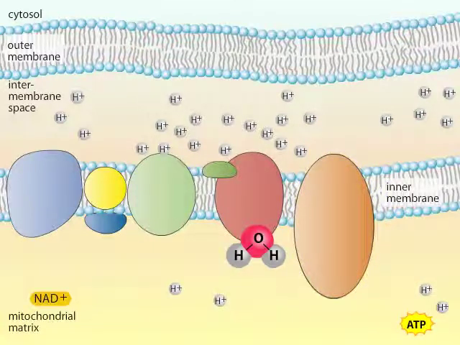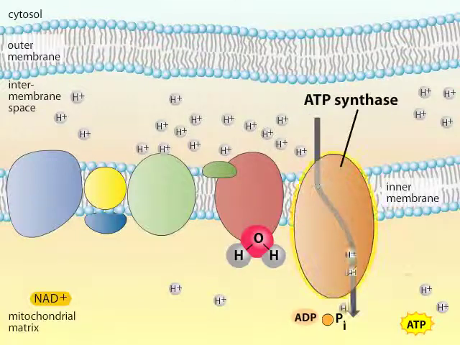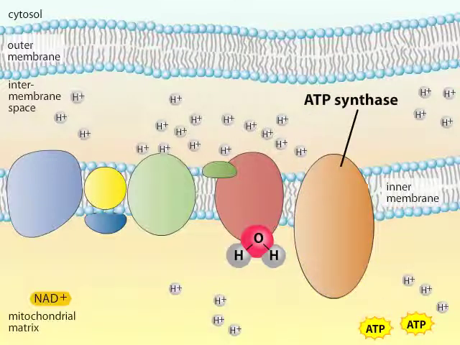However, they can only flow by passing through a channel in a protein complex called ATP synthase. As protons flow through this channel, they drive the ATP synthase to force together ADP and inorganic phosphate. ADP and inorganic phosphate are both negatively charged, and it takes energy, such as that embodied in the proton flow, to bring them together into a single molecule of ATP.